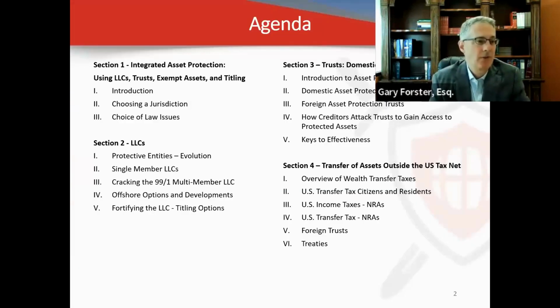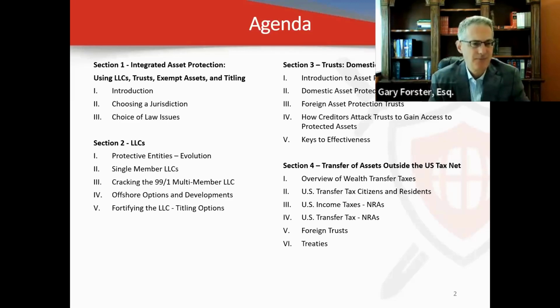In the agenda here, we're going to go through an introduction to asset protection. What are the scenarios we look at? What are your general tools for asset protection? Then we'll get into some detail on LLCs, how they operate, what the weaknesses are, etc. The same for trusts. There's a variety of trusts we use for different scenarios.